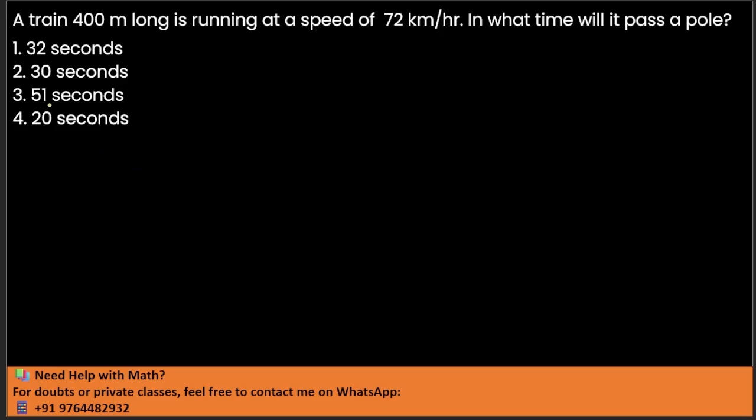So the first question is, a train 400-meter long is running at a speed of 72 km per hour.